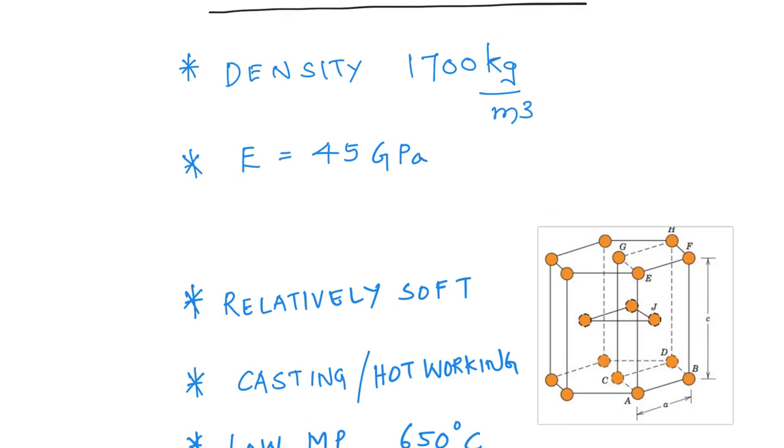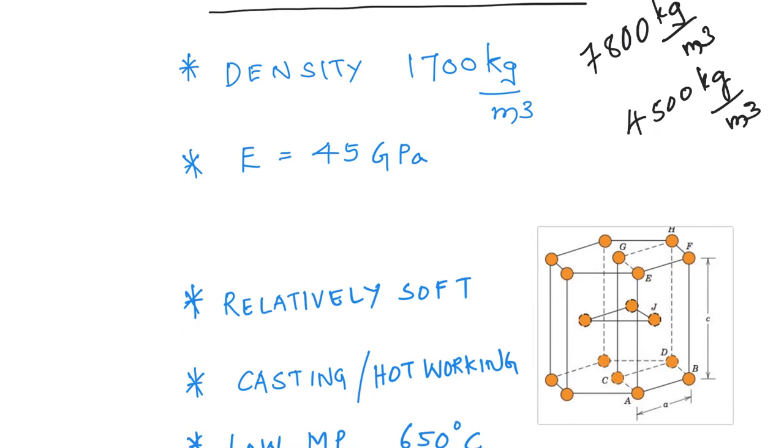So the first one to list is its density. Density of magnesium alloy is the least among structural alloys. Its density is around 1700 kilogram per meter cube. To give a fair bit of idea, the density of steel was around 7800 kilogram per meter cube. Density of titanium was around 4500 kilogram per meter cube, and density of aluminum alloys was in the range of 2700 kilogram per meter cube. And when you have aluminum lithium alloys, they have a density of nearly 2500 kilogram per meter cube.